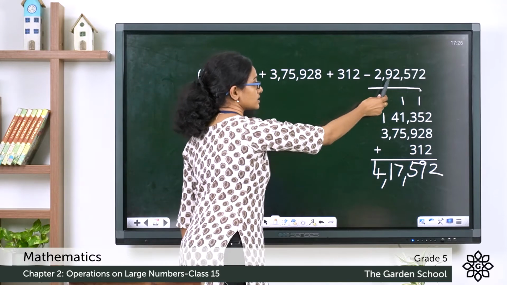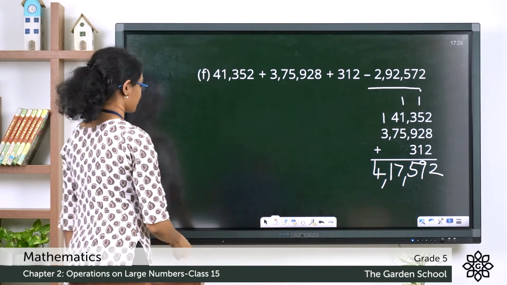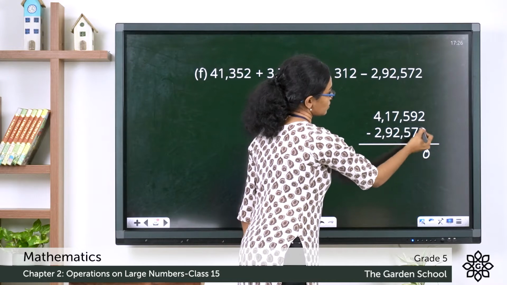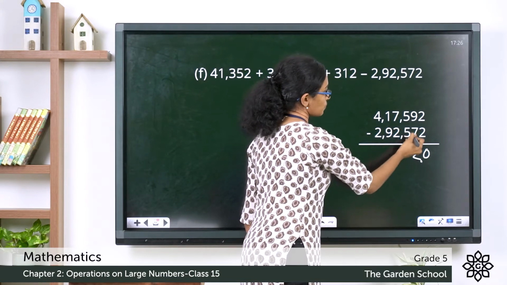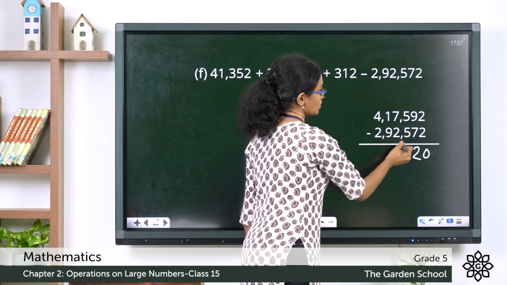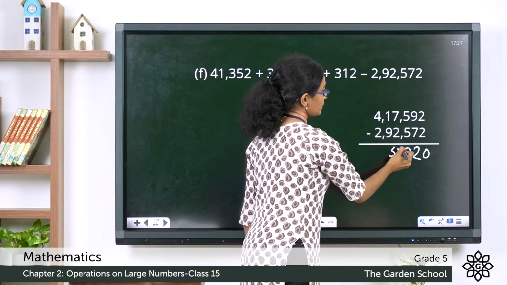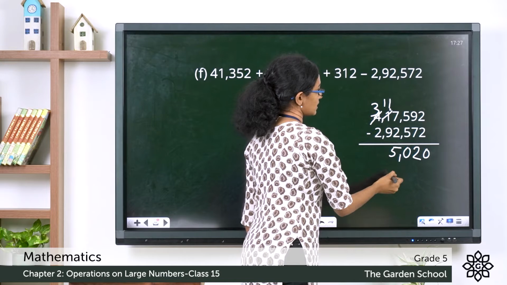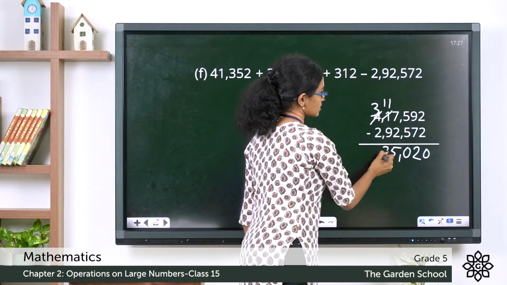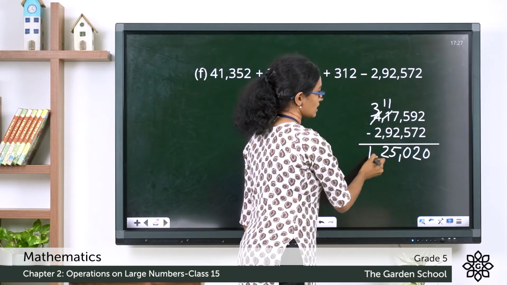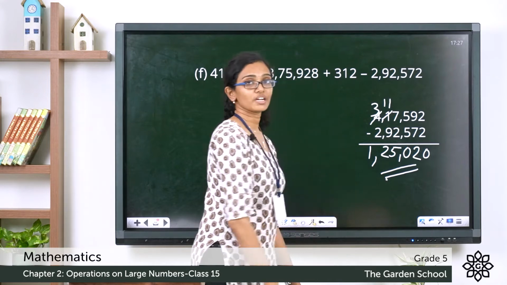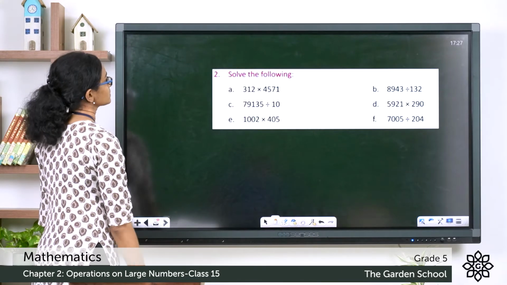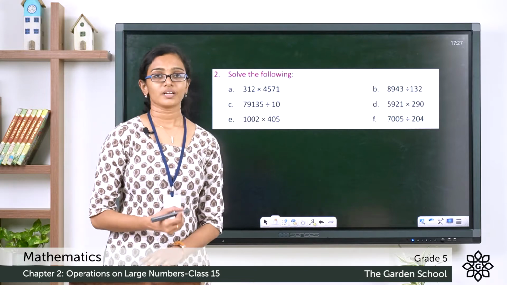Now we have a subtrahend here. Let's subtract this number from this sum. 2 minus 2, 0. 9 minus 7, 2. 5 minus 5, 0. 7 minus 2, 5. 1 minus 9, we cannot do. We borrow. So this becomes 11. 11 minus 9, it is 2. 3 minus 2, it is 1. So what is the final result? It is 1,25,020.